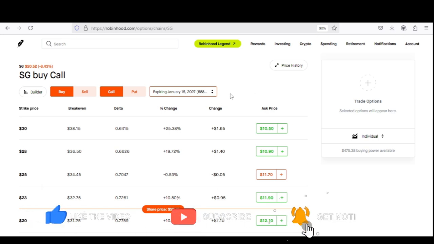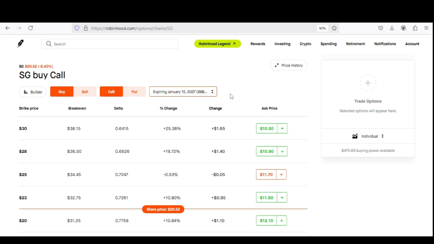Now, before we go ahead, I'm going to explain this strategy to you. I need you guys to do yourself two favors. Favor number one, always make sure you do your own due diligence before investing. Favor number two, always make sure to have an exit strategy before entering any options contract.